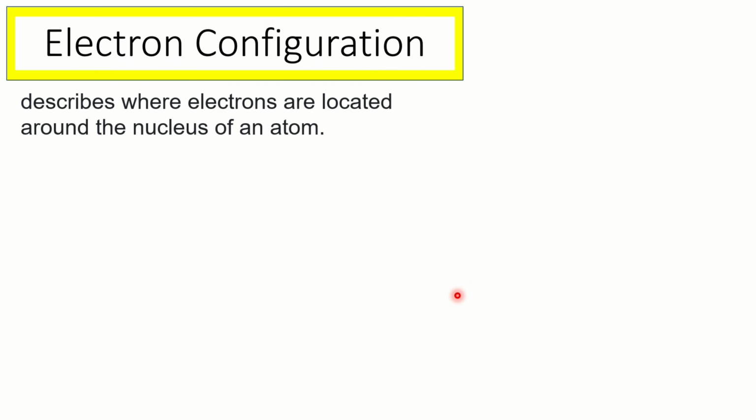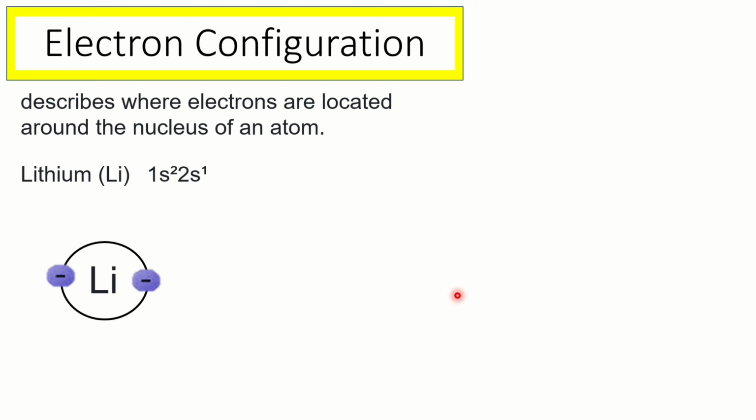Electron configuration describes where electrons are located around the nucleus of an atom. For example, we have lithium. The symbol is Li. The electron configuration of lithium is 1s2, 2s1. So, in the lithium atom, for the first energy level, we have 2 electrons. And for the second energy level, we have 1 electron.